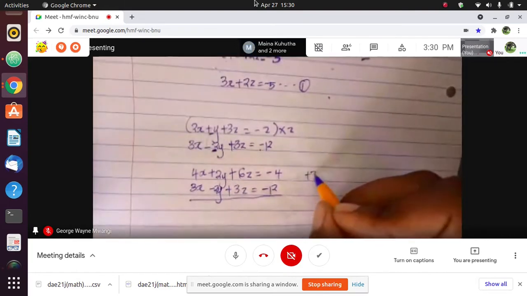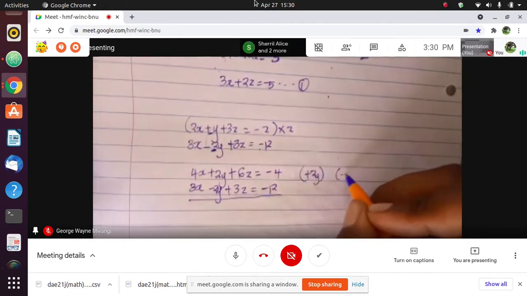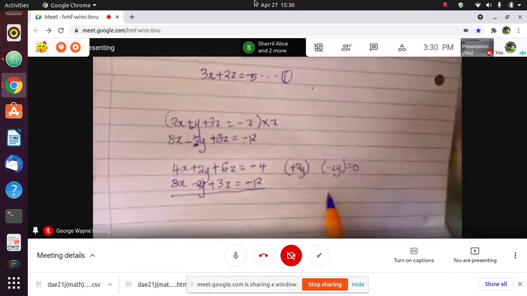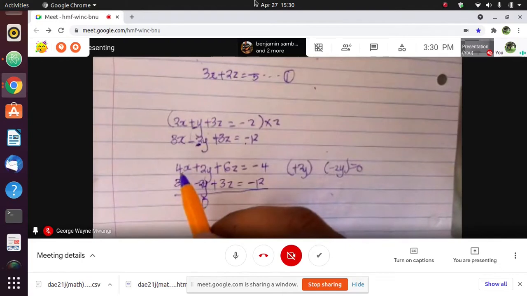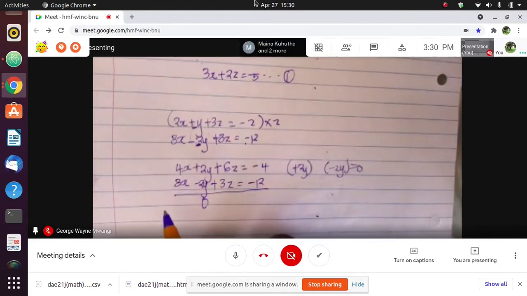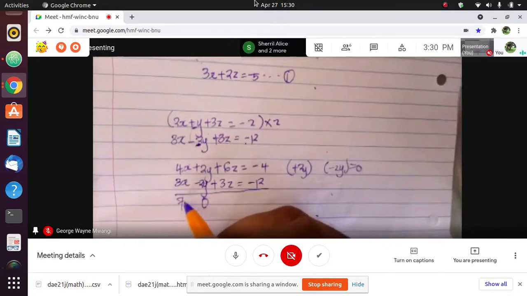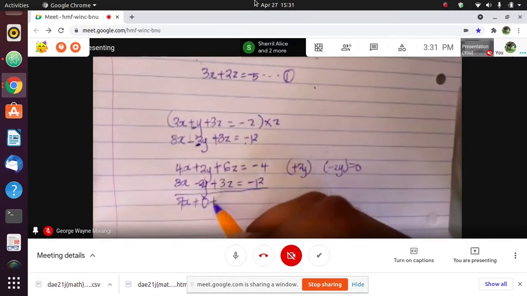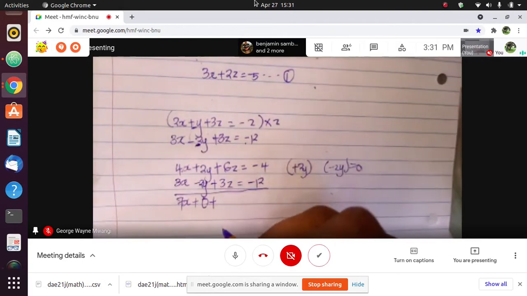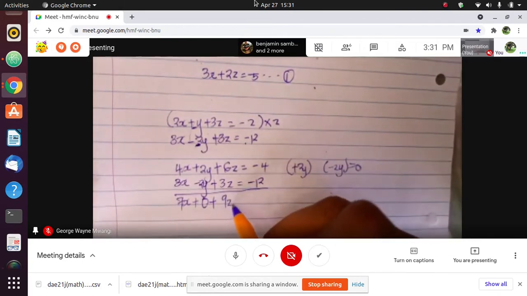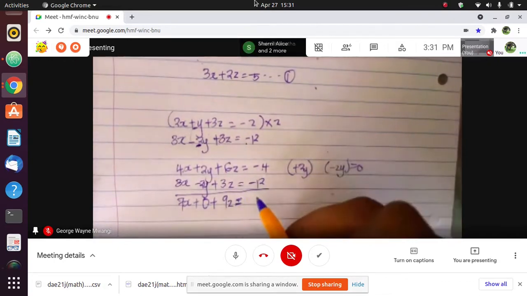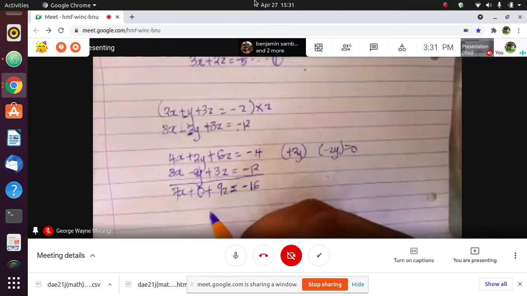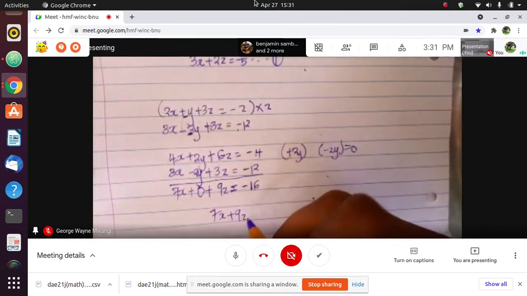So plus 2y minus 2y to give me 0. Will I add or will I subtract? I will add. So this will become 0 when I add. So 4x plus 3x, how much does that give me? 7x plus 0 plus 6z plus 3z becomes 9z. Minus 4 plus minus 12 gives me minus 16. Now, as you can see, we now have two equations with two unknowns.